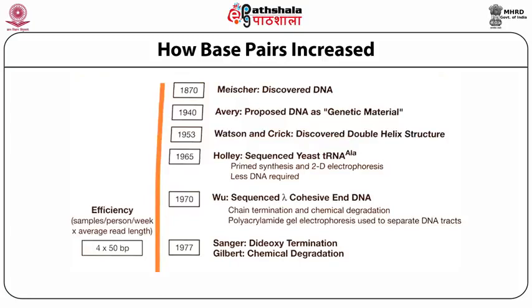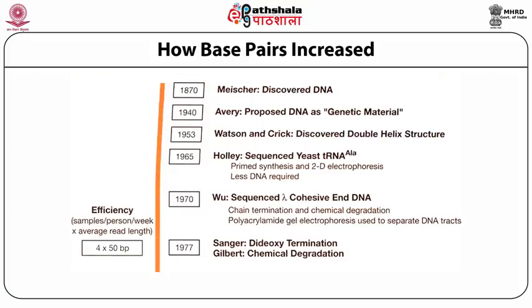It was Holley who sequenced the tRNA of yeast. Specifically, it was alanine tRNA of yeast, which was sequenced in 1965. So it was almost 13 years between the discovery of the double-stranded model of DNA and the first attempt of sequencing. It can be attributed to many factors.